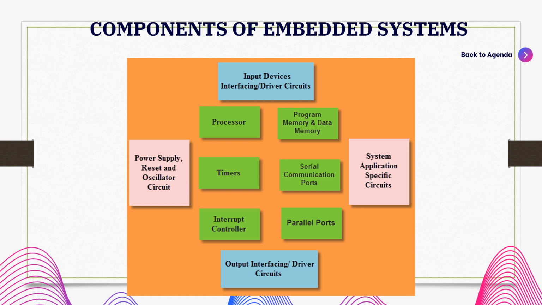The next topic is the components of an embedded system. In an embedded system, there are many components: input devices, interface, driver circuit, processor, program memory and data memory, timer, power supply, reset and oscillator circuit, serial communication port, system application specific circuit, interrupt controller, parallel ports, and output interfacing driver circuit. There are many components in the embedded system.